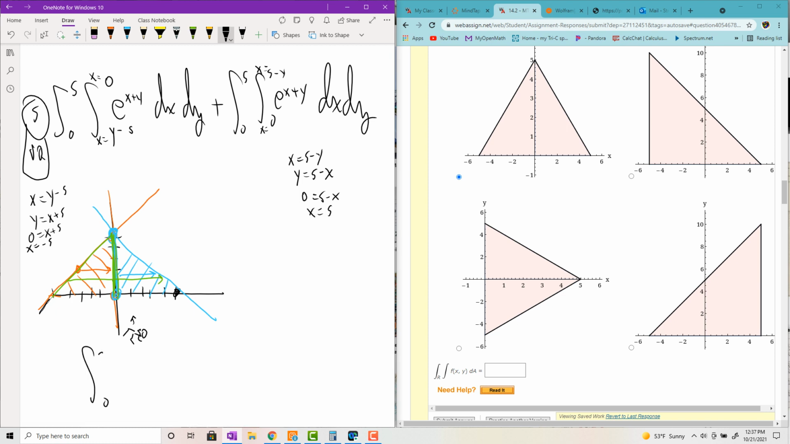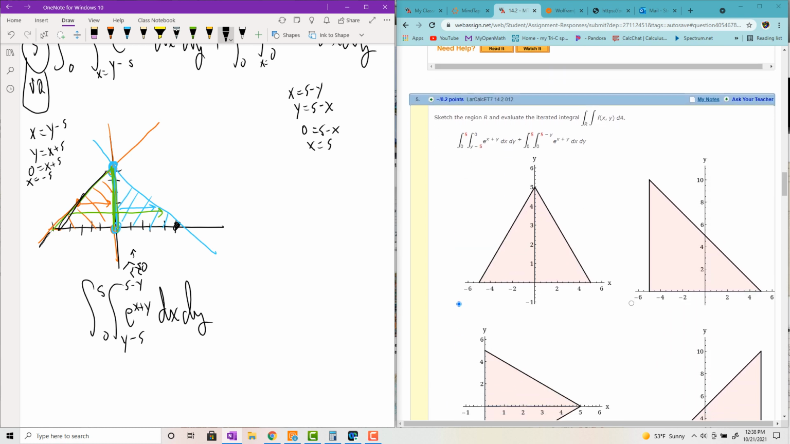It'll be 0 to 5 of the integral. I have a sneeze coming on. Sorry. So 0 to 5, and the bottom line, this bottom one here, is y minus 5, and then we'll go to the top one, which is 5 minus y. And then e to the x plus y. Maybe you can't even integrate it, I don't know. dx dy.